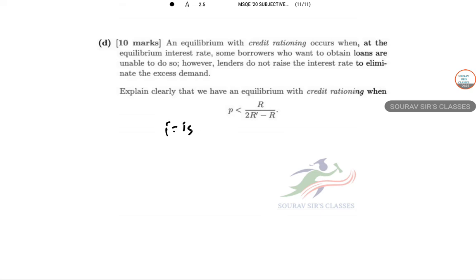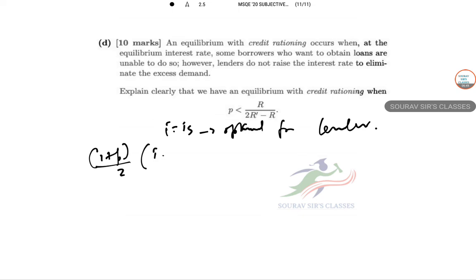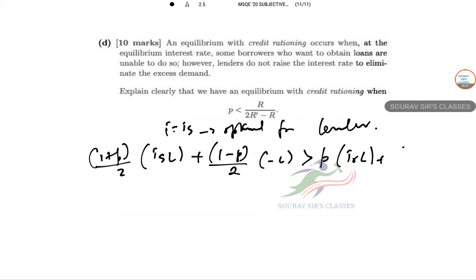So at I equal to IS, this is optimal for the lender. Under this condition, from IS to IR, this happens only when the following structure is applicable: IS into L and the other part (1 minus P) by 2 minus L, greater than P IR L plus 1 minus P minus of L. That's it. Pretty basic structure. On simplifying and plugging in the above values of IS and IR, we will get the following.